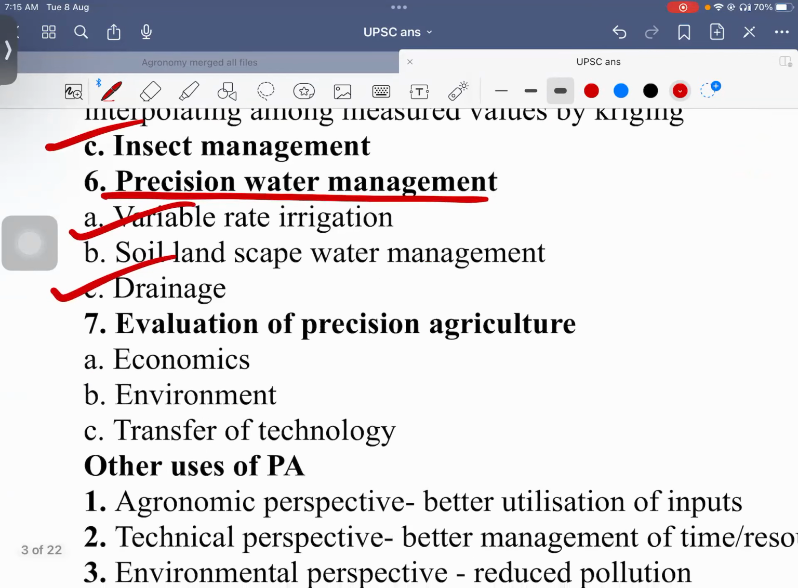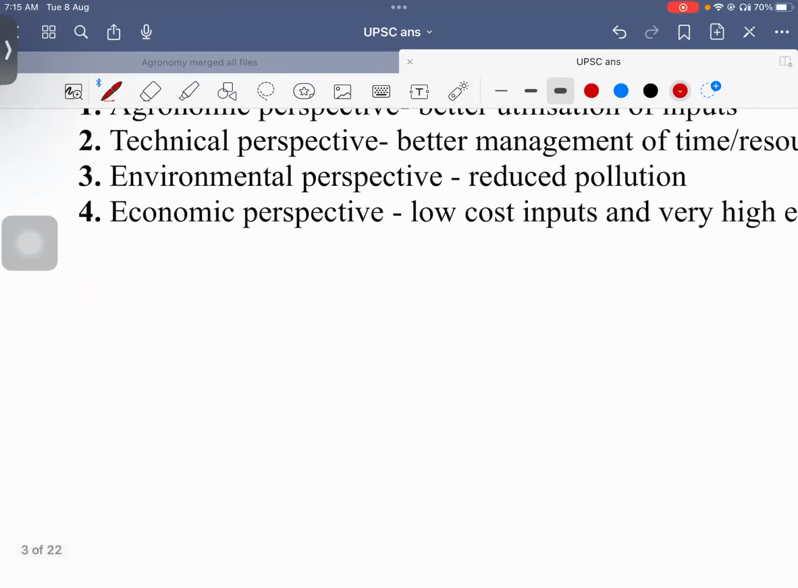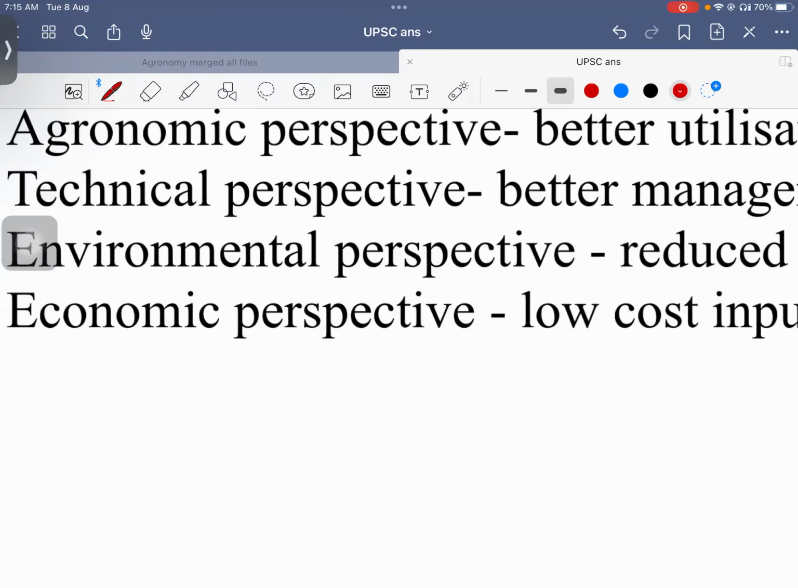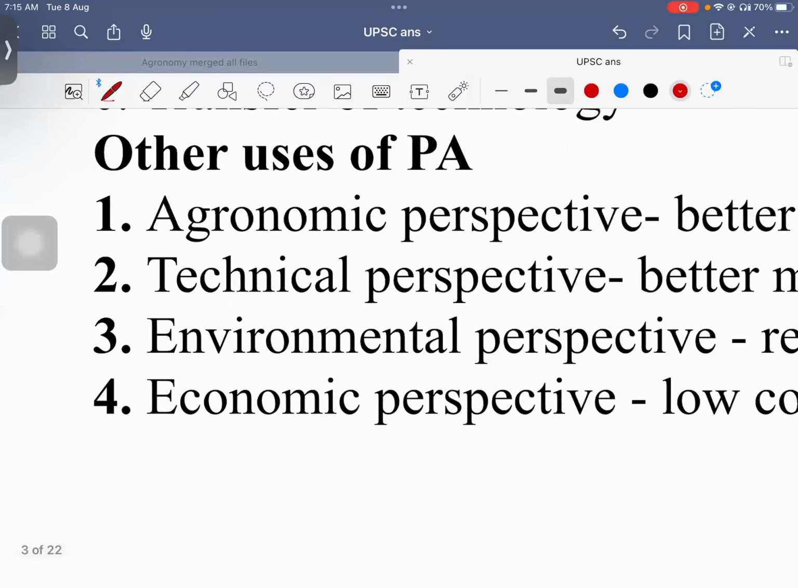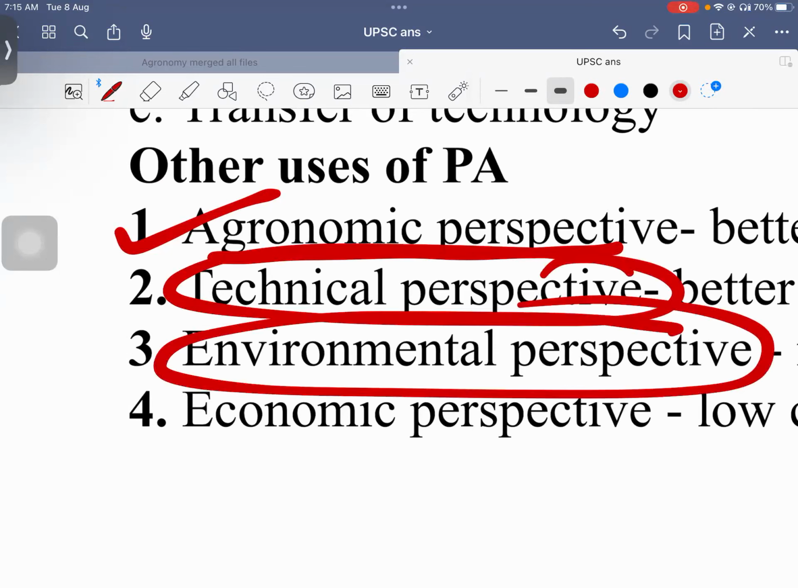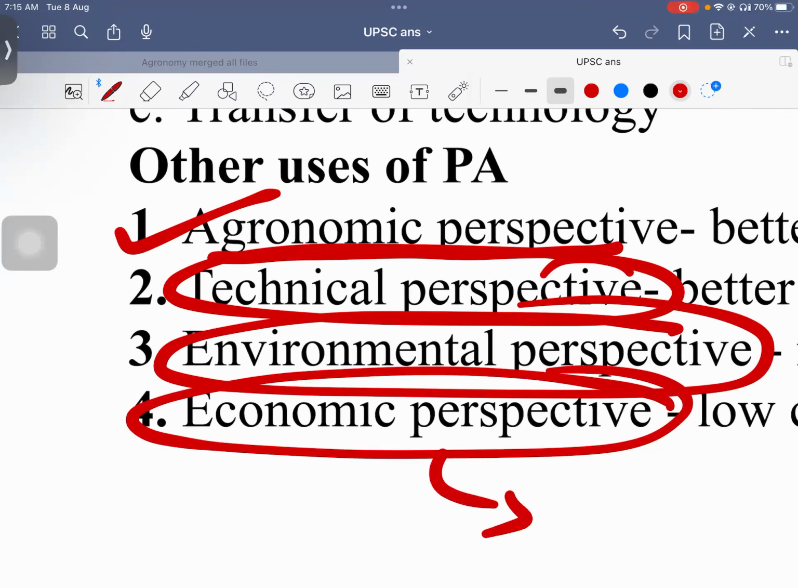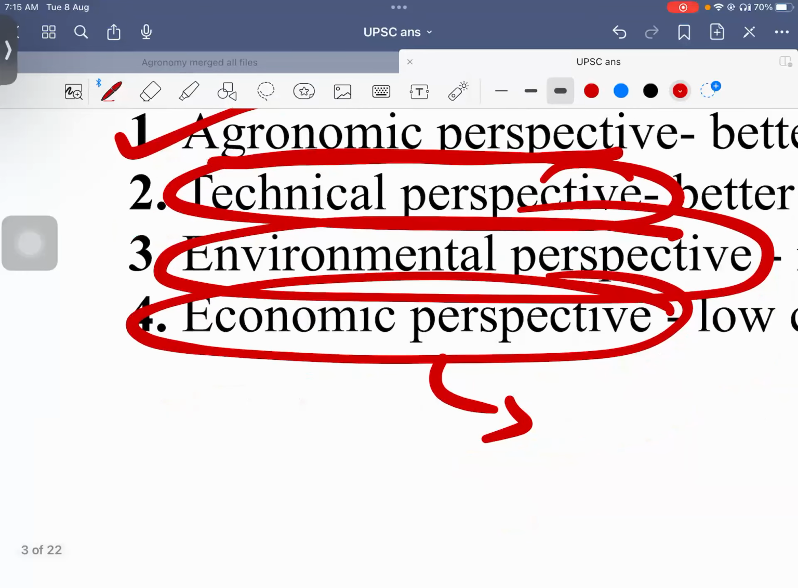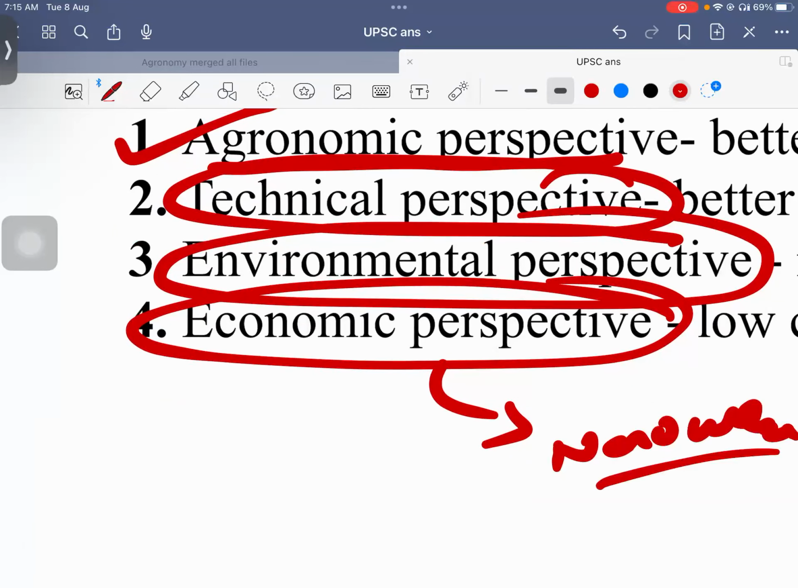Okay, so all these things can come under this. And the other big advantage is the agronomical perspective, like you can utilize all the inputs in a better way. Technical perspective, environmental perspective, discussed, and economic perspective, because economically we are going to use fewer resources. Like you know about nano urea, we are using very few resources compared to the normal urea granules. Okay, this is also a precision agriculture tool.